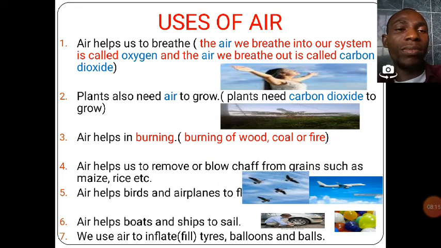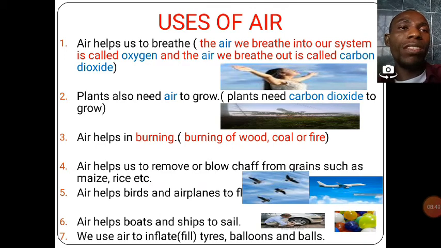The last one, we use air to inflate or fill tires, balloons, and the bladder of balls. As some of us say, we pump them with air. You can also say we inflate or fill the tires, balloons, and the bladder or tubes of balls with air so that we can make use of them. Very good. Let's go through these points quickly.